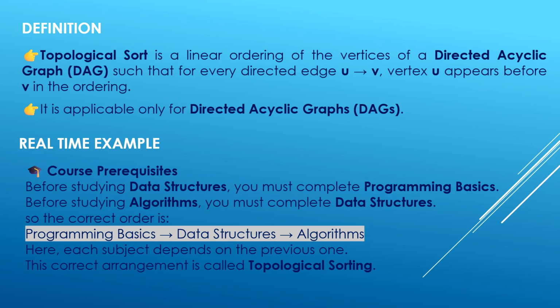To understand this better, let's see a real-life example. Before studying data structures, we must learn programming basics. Before studying algorithms, we must complete data structures. So the correct order is programming basics, data structures, algorithms. This kind of correct ordering based on dependencies is called topological sorting.